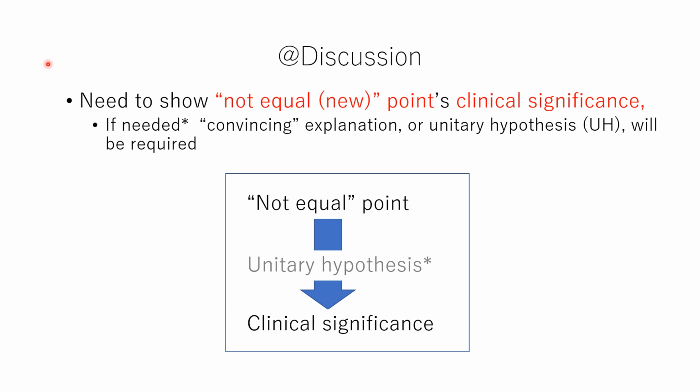In the discussion part, you need to show not equal points and their clinical significance. If needed, a convincing explanation or unitary hypothesis, that is, one fact which can explain everything, will be required.